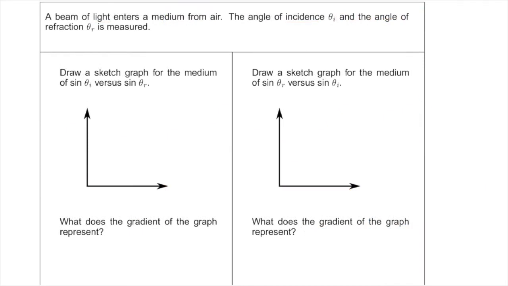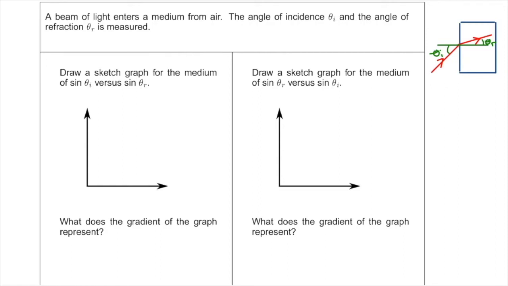In the next one, they tell us that a beam of light enters a medium from air. So here we have a beam of light that enters a medium from the air. A beam that enters a medium from air will experience refraction towards the normal. And now we want to draw graphs. Now here we have the angle of incidence and the angle of refraction over there.